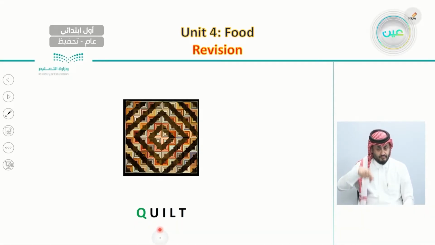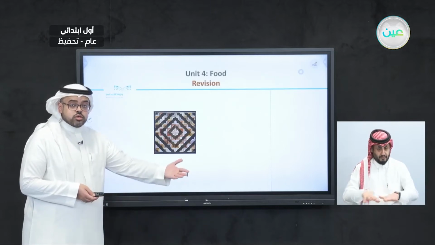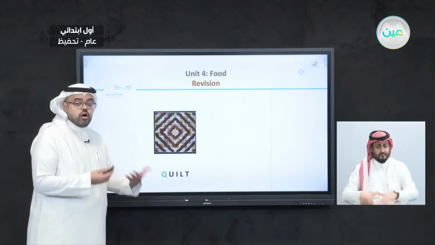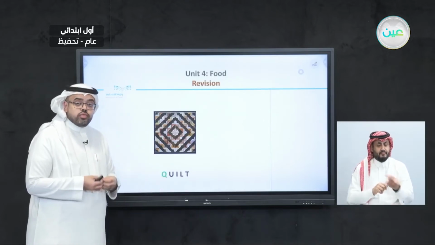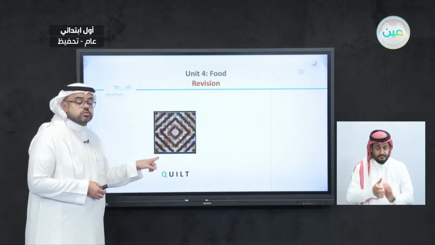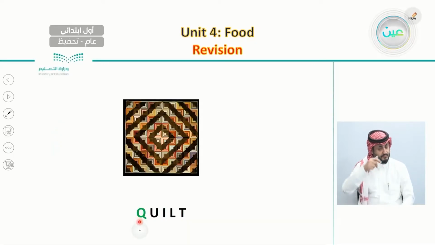Quilt. Say with me, quilt. So we said that quilt is a carpet that we use in our homes. We have carpets and they go by different names. One of these names is quilt. So quilt starts with the letter Q, as we can see here in green, letter Q.